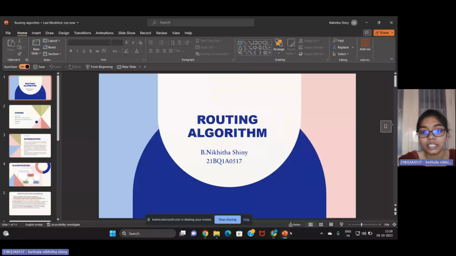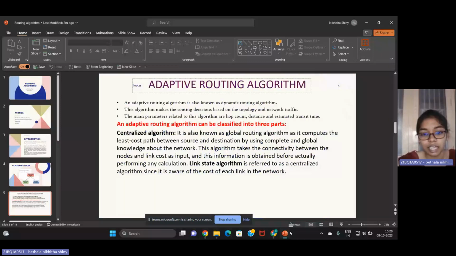An adaptive routing algorithm can be classified into three parts, and the first part is known as the centralized algorithm. It is also known as the global routing algorithm as it computes the least cost path between source and destination using complete and global knowledge about the network. This algorithm takes the connectivity between the nodes and link costs as input, and this information is obtained before actually performing any calculation. The link state algorithm is referred to as a centralized algorithm since it is aware of the cost of each link in the network.